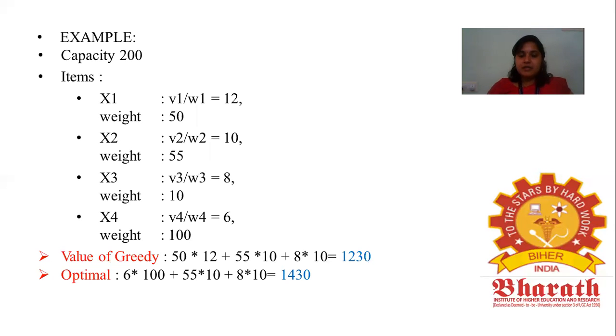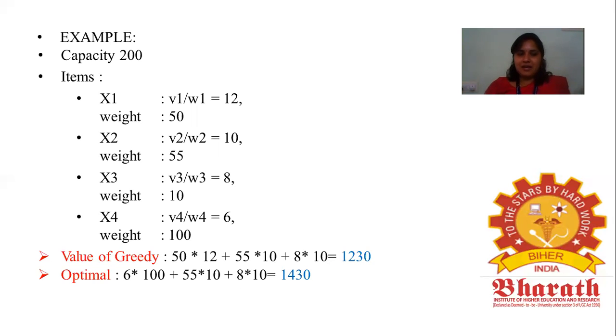Into 6. Next, which is the next least profit by weight ratio? It is 10. So I'm going with the 10 into 55. Next profit by weight ratio is 8. So 8 into weight 10. When I add these, I'm getting 1430, which means the profit is more. So that's why we are not going with the greedy method. We go with the dynamic programming method.